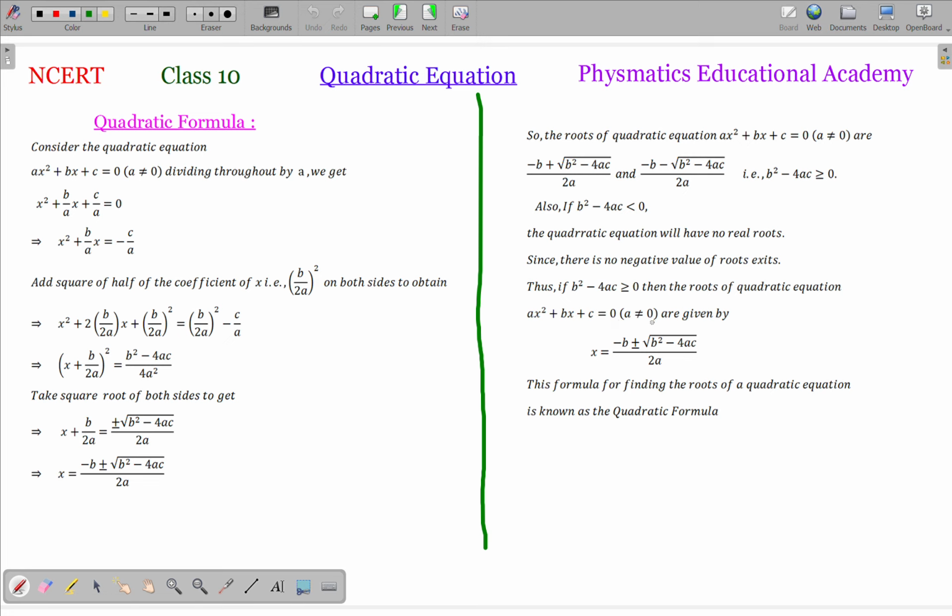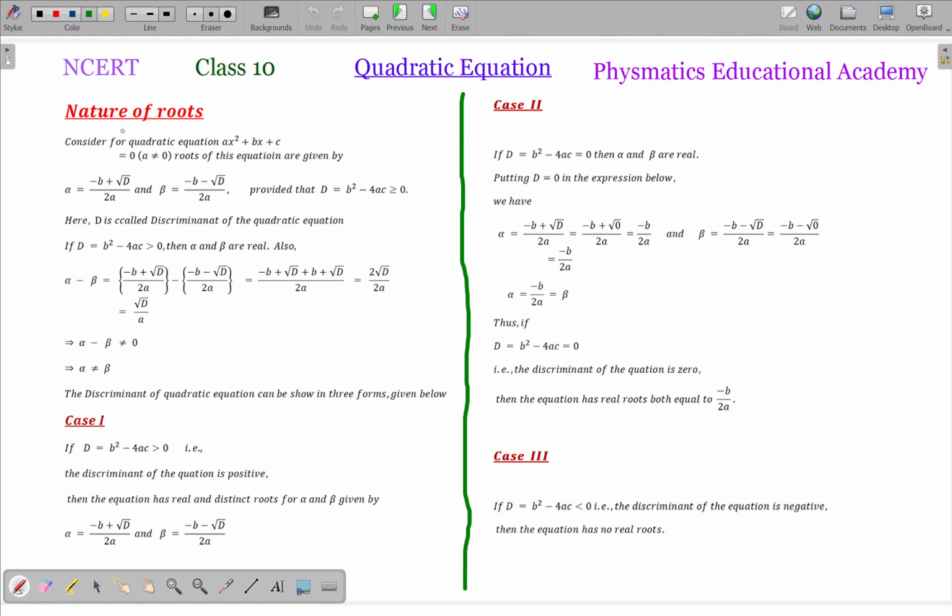Now the roots of ax square plus bx plus c is equal to 0 are given by x is equal to minus b plus or minus root b square minus 4ac by 2a. This is the formula to find the roots of a quadratic equation, also known as the quadratic formula. This is a very important formula for quadratic equations. Now coming to the next topic, nature of roots.